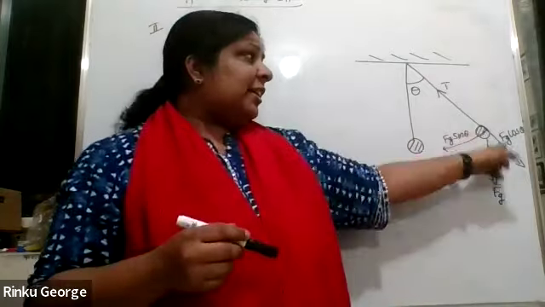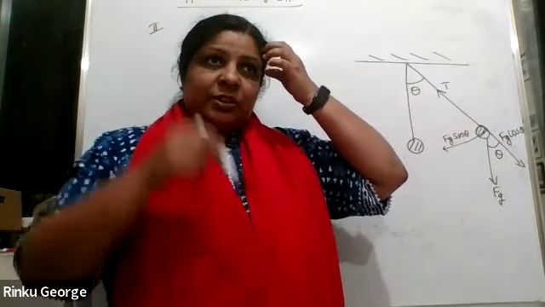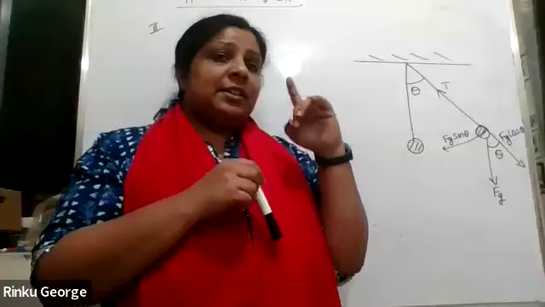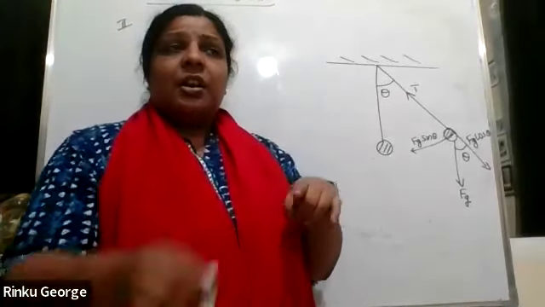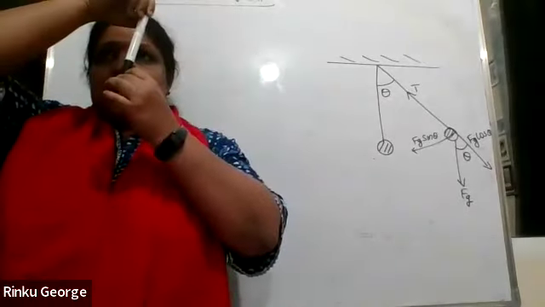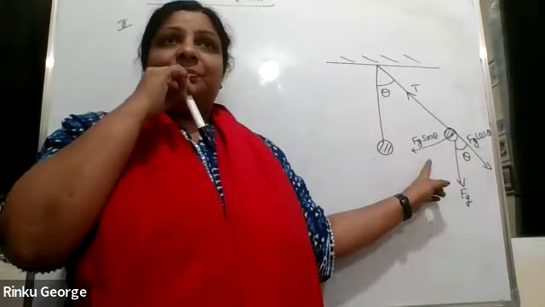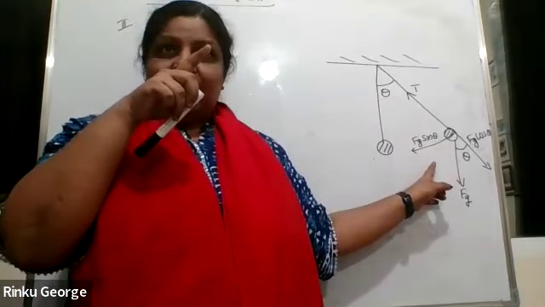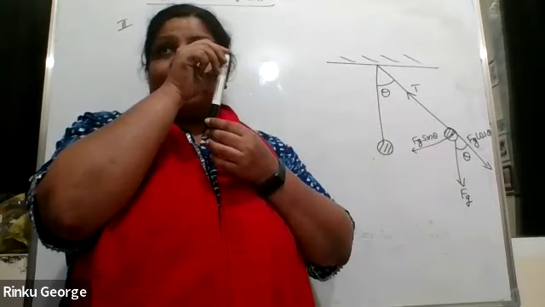So from the diagram, it is clear Fg cos theta and tension cancel each other. It is not moving up and down, right? The simple pendulum will come back to the original position due to which force? Fg sin theta. That is actually the restoring force.